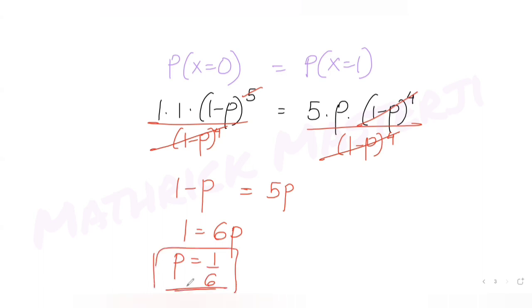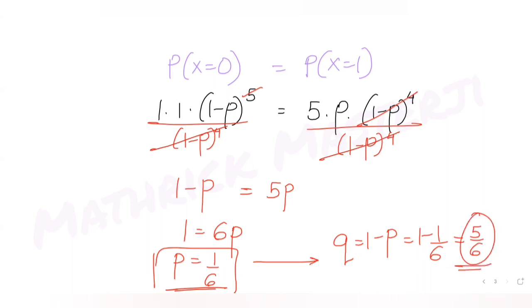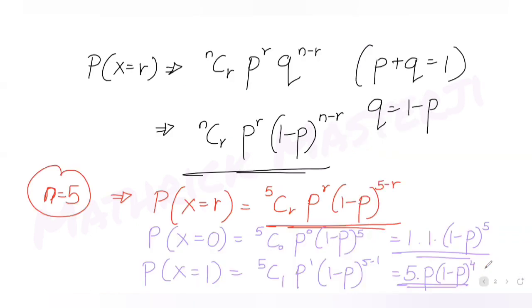So you get the value of p here. Once you get the value of p, you can just find the value of q, which is 1 minus p. So 1 minus 1/6, which is 5 over 6. So you have p, you have q. Now once you have p and q, you can just find out what the question is asking for.